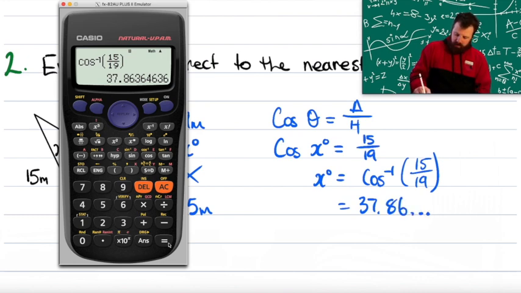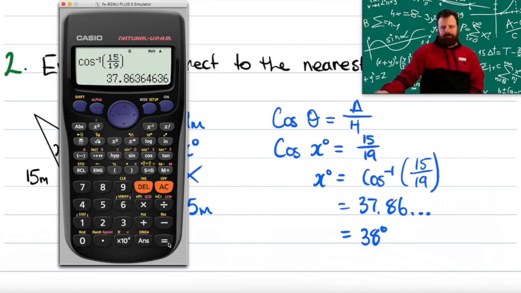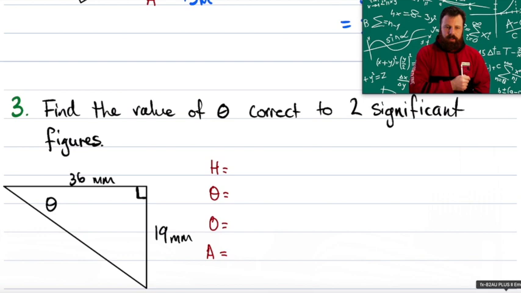37.86 blah blah blah. And remember, the question asked us to round to the nearest degree, so it's the nearest whole number. That becomes 38 degrees. Alright, example 3 here asks us to find the value of theta corrected to significant figures.